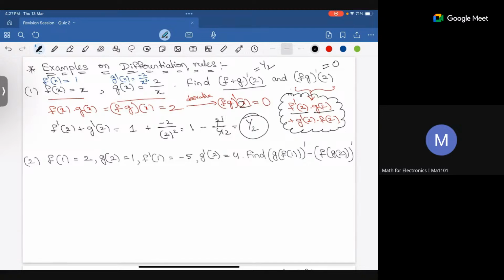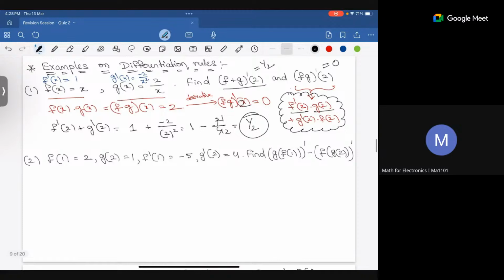Okay, so that is how you can compute the derivatives of newly defined functions, which are sums or products or whatever. Now let's go to the next one.